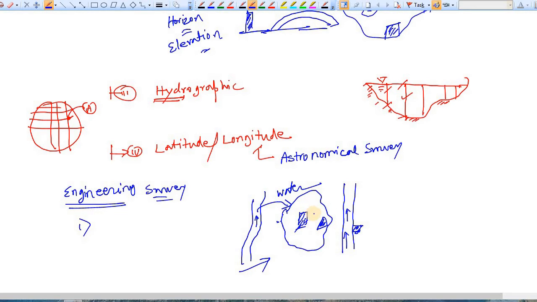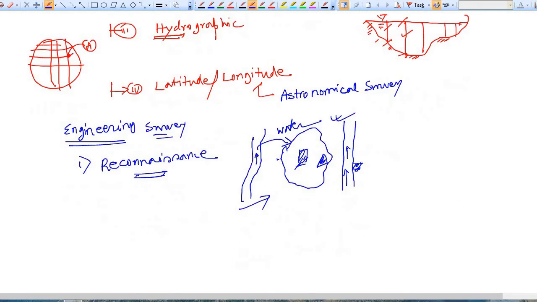This type of feasibility check and overall assessment of the area is known as reconnaissance survey. This is the overall surveying of the plot for exploring the infrastructure and the feasibility of your project.